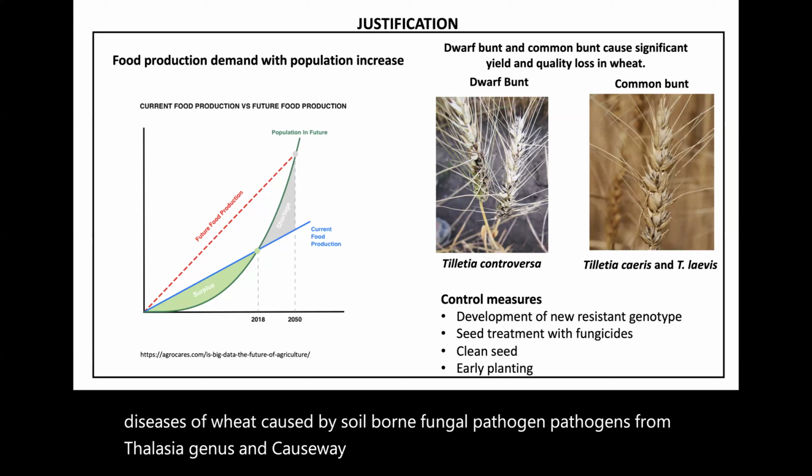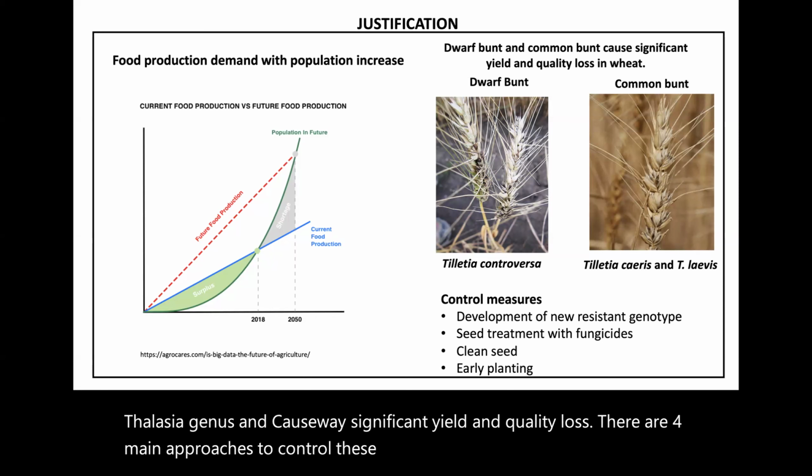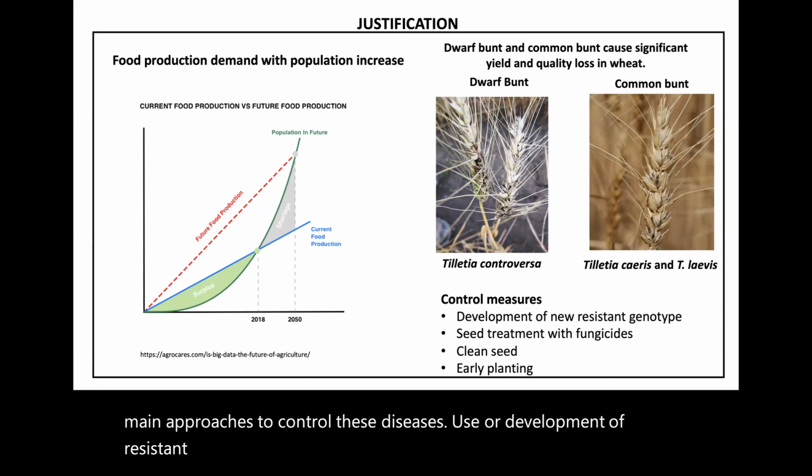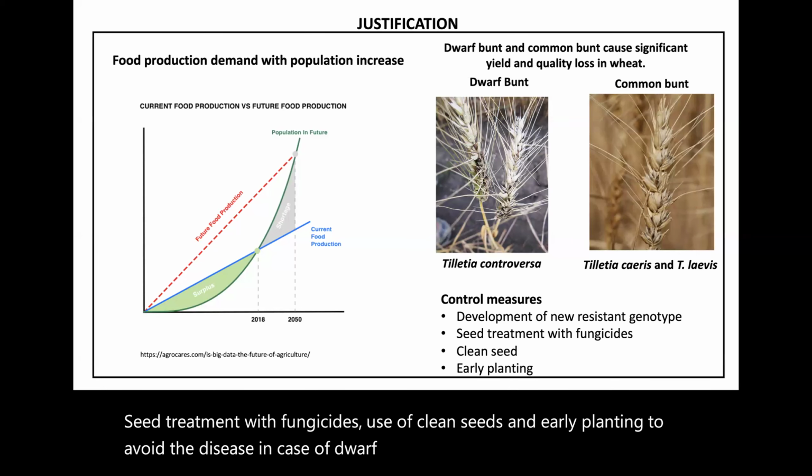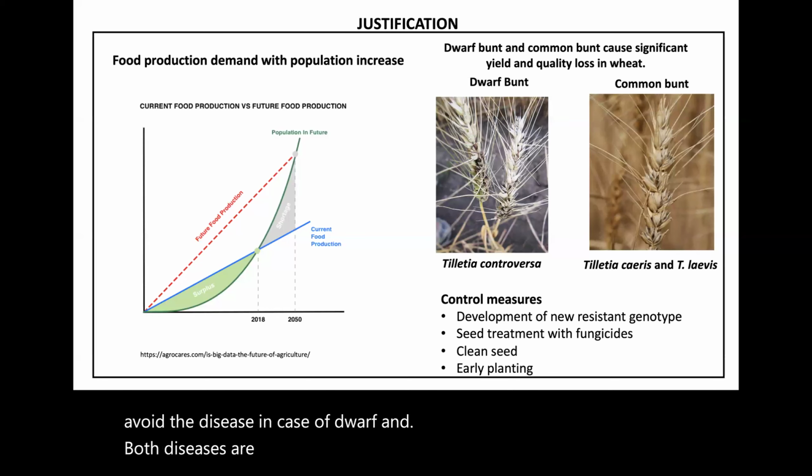yield and quality loss. There are four main approaches to control these diseases: use or development of resistant genotypes, seed treatment with fungicides, use of clean seeds, and early planting to avoid the disease in case of dwarf bunt. Both diseases are soil-borne, where the soil gets contaminated by the spores.